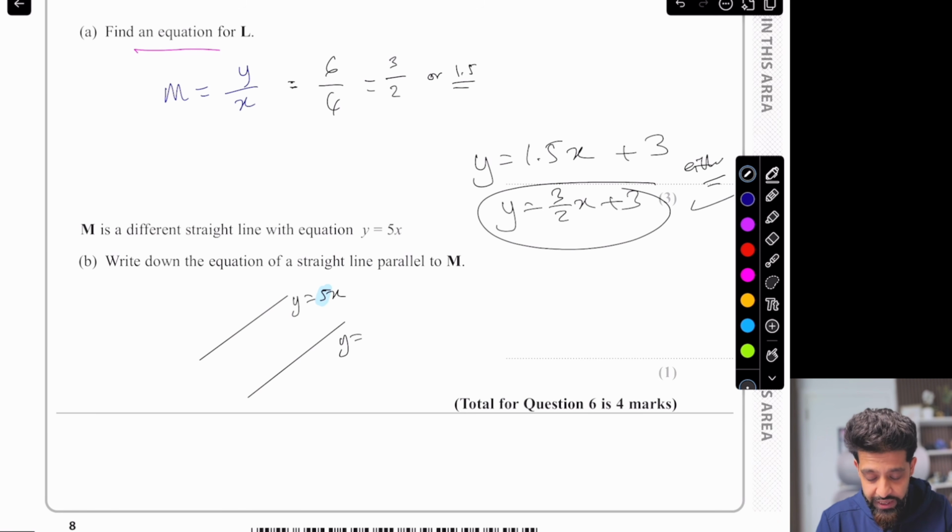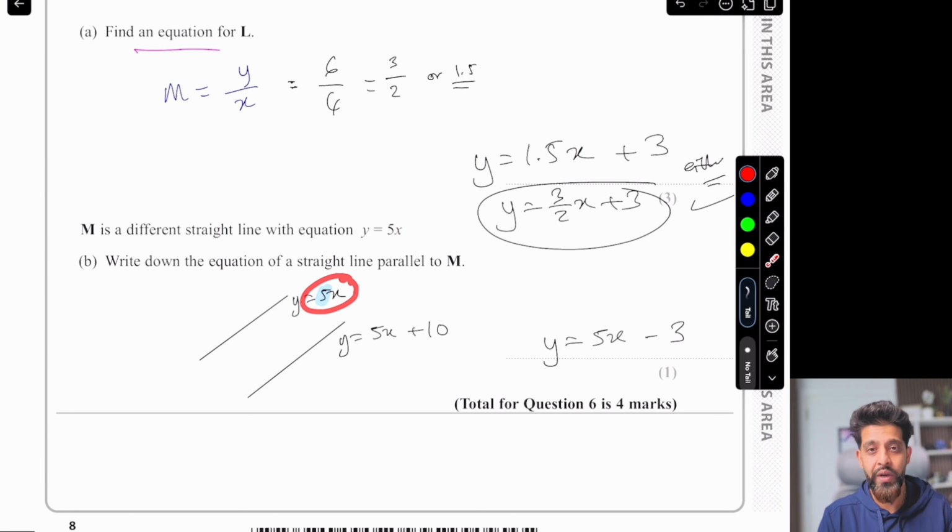So it could be something like y equals 5x plus 10, or y equals 5x minus 2. It doesn't matter. Any equation you give here. So you could say y equals 5x minus 3, as long as it's not just y equals 5x. Obviously, otherwise that would be the same line and not a different line. So it could be something like that, anything.